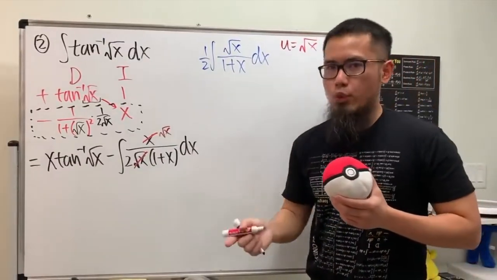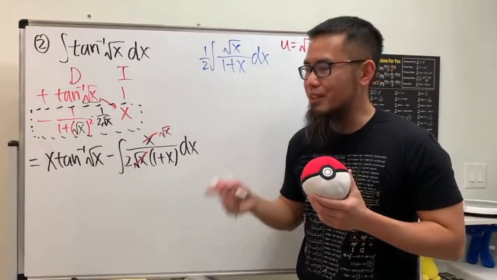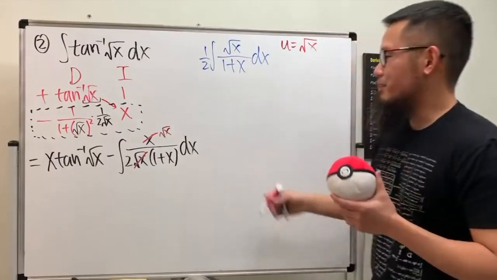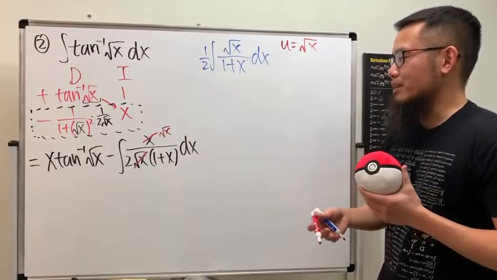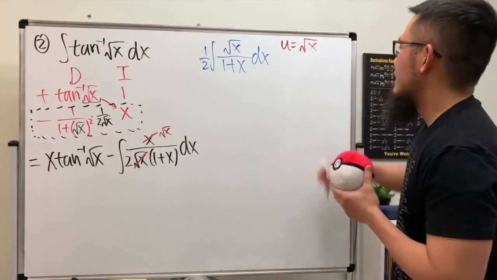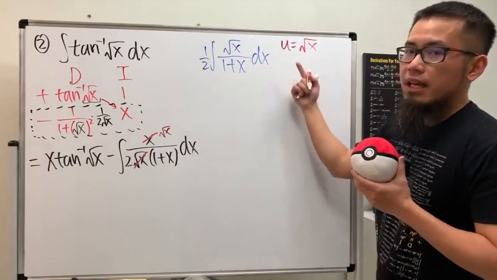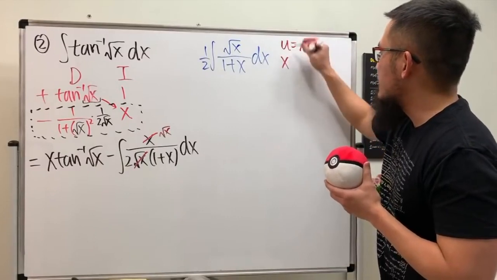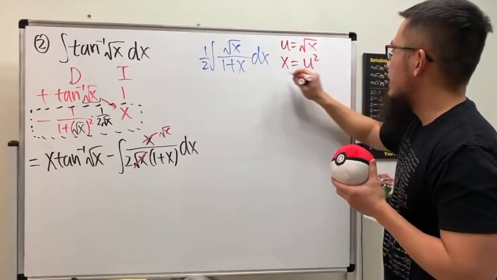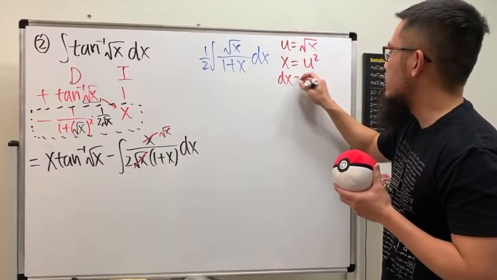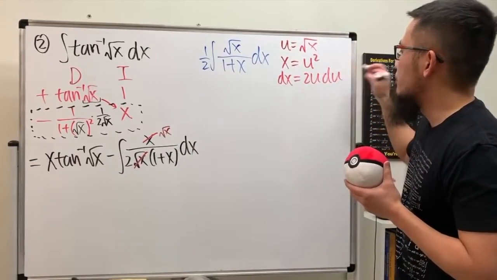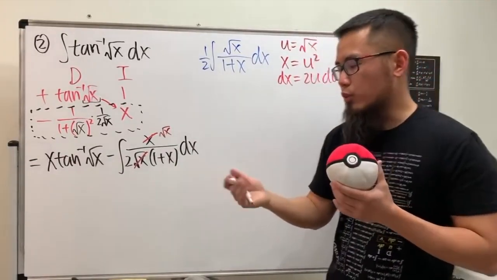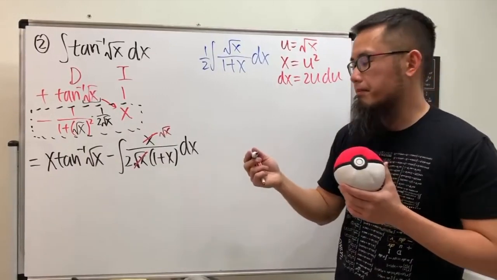Take U to be square root of x. I shouldn't say it's pretty natural, but just give it a try, right? Well, right here, we need to get dx. It's actually a good idea to square both sides first because you can isolate x pretty easily and then differentiate this. You get dx being equal to 2u du. So that's actually the straightforward method to get the dx in this case.